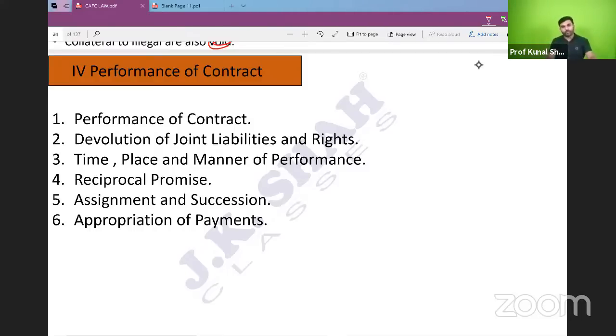When I say how to perform a contract, then in that case, we have to study 6 different topics. Number 1, performance of a contract. Number 2, devolution of joint liabilities and rights. Number 3, time, place, and manner of performance. Number 4, reciprocal promises. Number 5, assignment and succession. Number 6, appropriation of payments. These are the 6 topics which are associated with Roman number 4, performance of a contract.